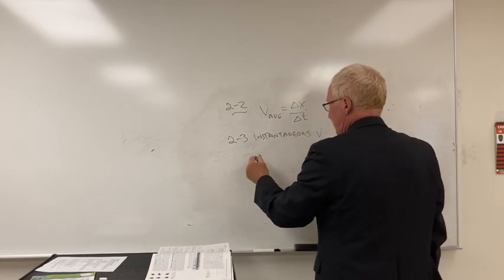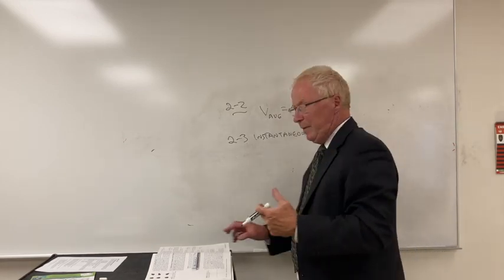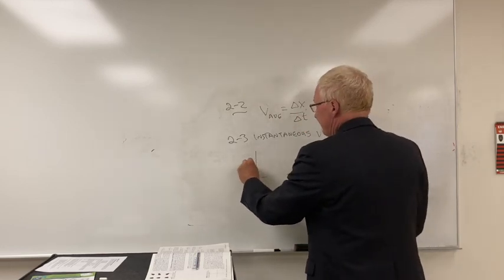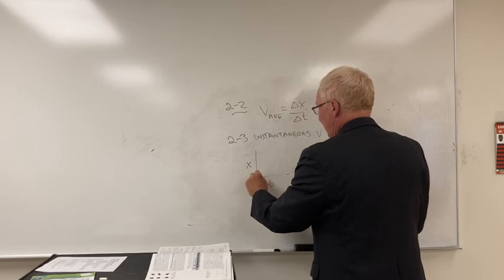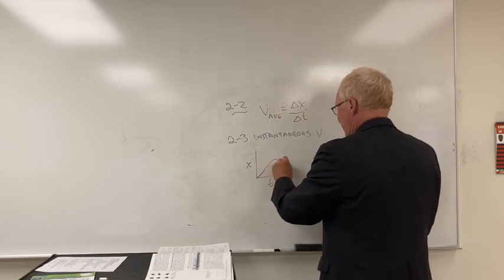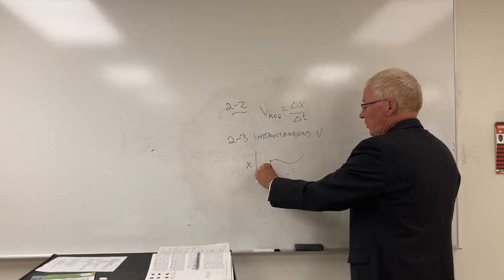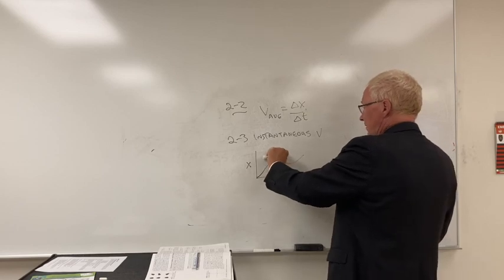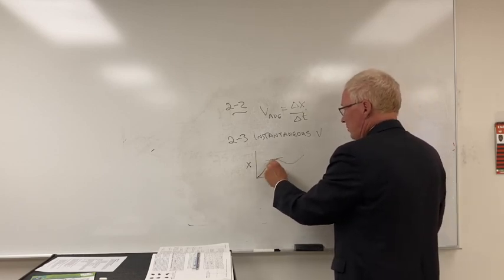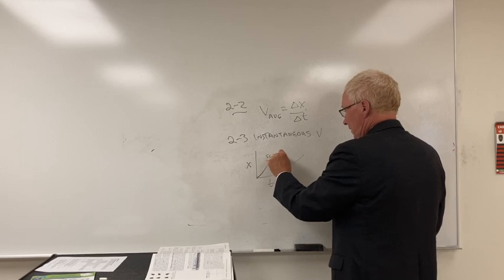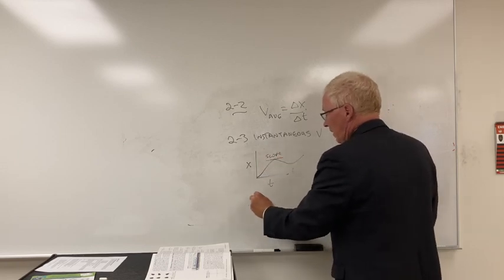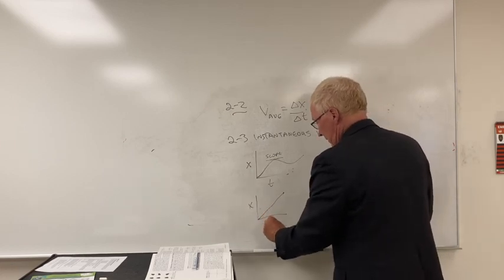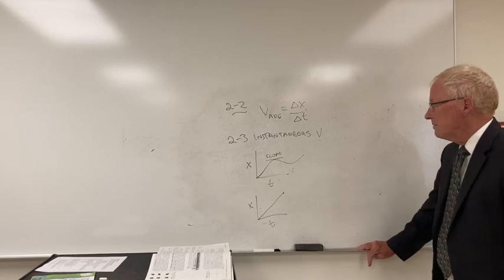Instantaneous velocity is just the speed at a given moment, like on a speedometer. It's also the slope of a distance-time graph. So the slope at any given moment, if it changes, is the velocity. If it's constant, then the slope is constant all the way. So that's instantaneous.